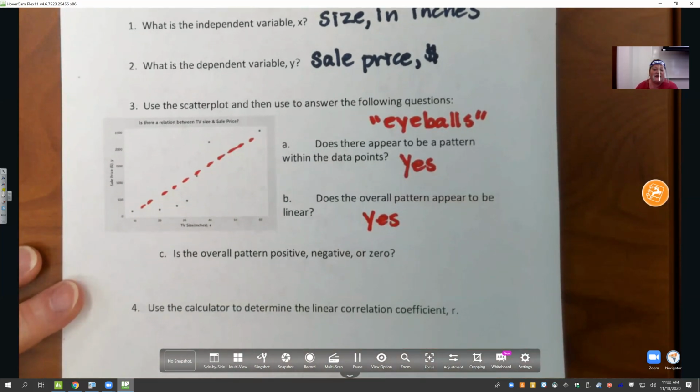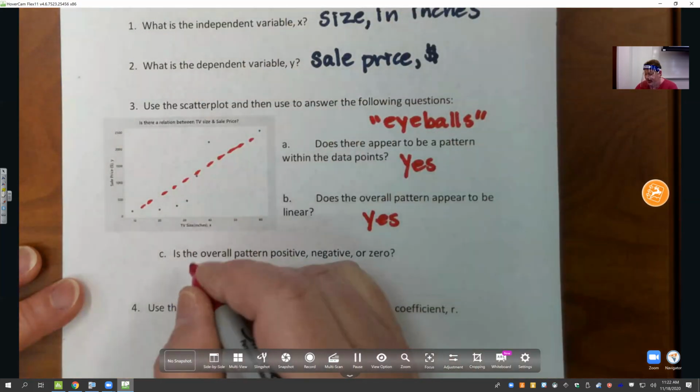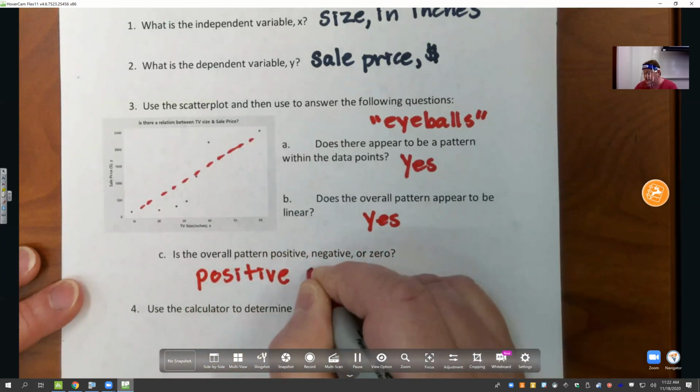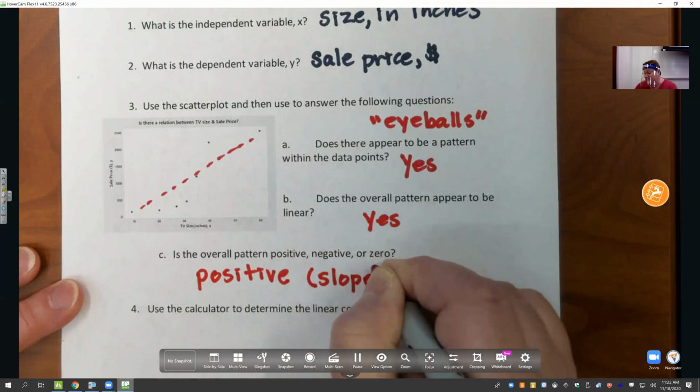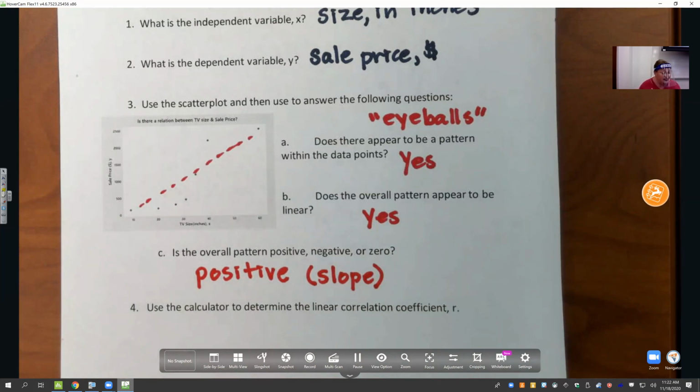And then we want to think about, is the overall pattern positive, negative, or 0? Well, it does appear as the size of the TV goes up, the price goes up. So the line does appear to go up as we move left to right, which means it would be positive. Remember, this is talking about the slope of your line. But we also talked about how you do not get to rely solely on your eyes.